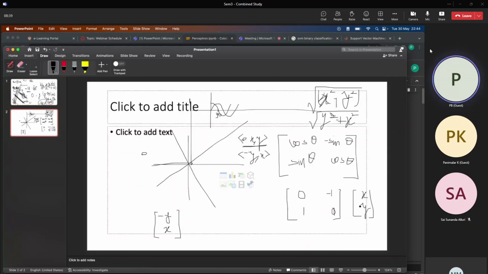So the initial vector was x and y. X is the abscissa, y is the ordinate. When I rotate it through 90 degrees, they swap positions and one becomes negative. The abscissa becomes negative.